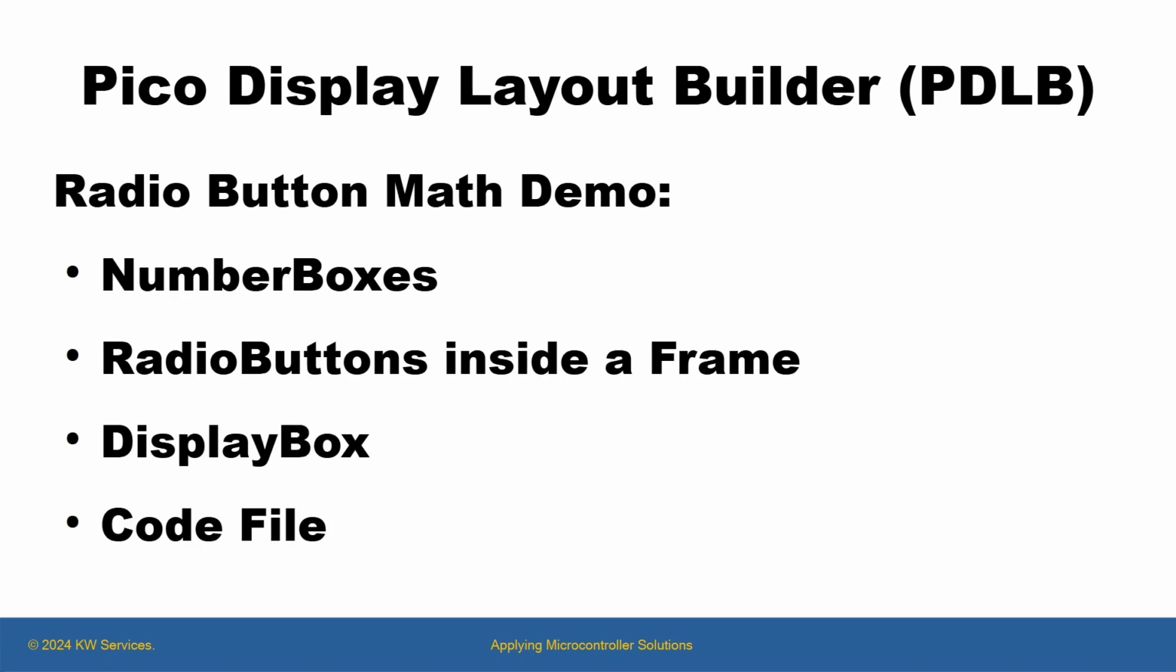So in this video, we learned about the 4 major controls: number box, the radio box, the display box, and frame, and how they can interact to create a program. We also learned how to add a code file and how it's integrated into the PicoMite graphic controls. Hopefully you now have a better understanding of the PDLB software and how it can help develop advanced graphic programs on PicoMite.